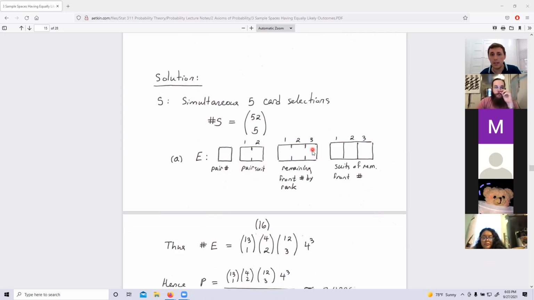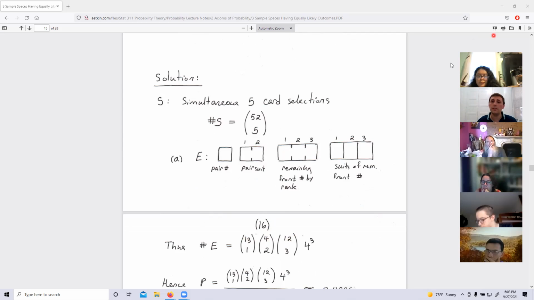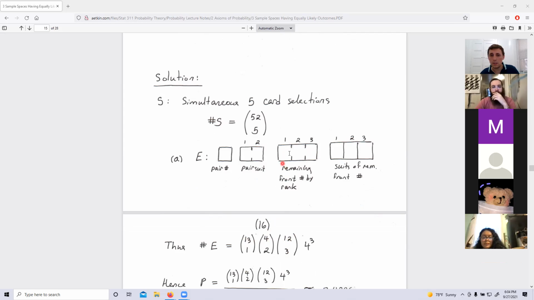Now, how many remaining front numbers can I have here? There are 12 remaining front numbers available, because I cannot use that number from the pair. I have to use other numbers. There are 12 available, and I must choose 3. Do you agree? Because other front numbers are not the same. So I have 12 choose 3. And then for each card that I choose, what is the suit? 4 possibilities. The second has 4 possibilities and the last has 4 possibilities for suit.